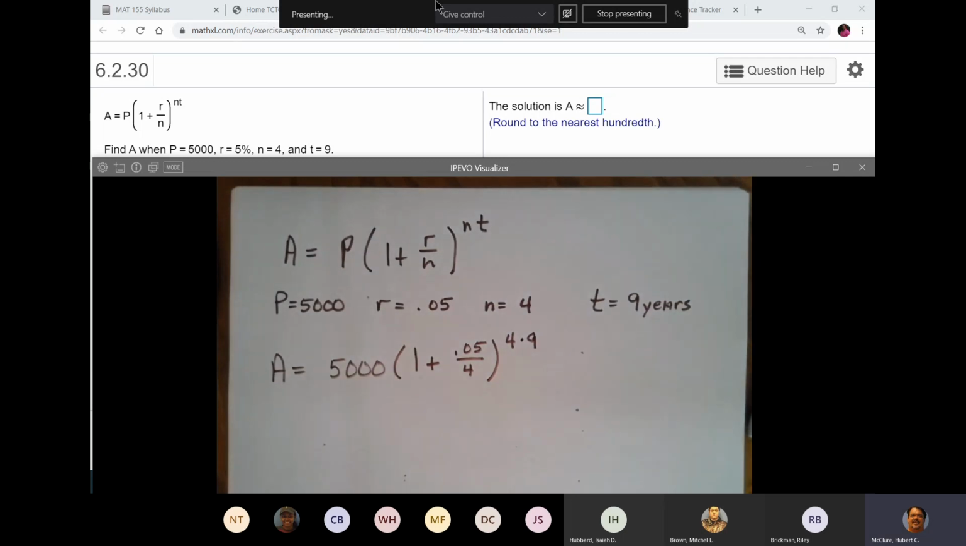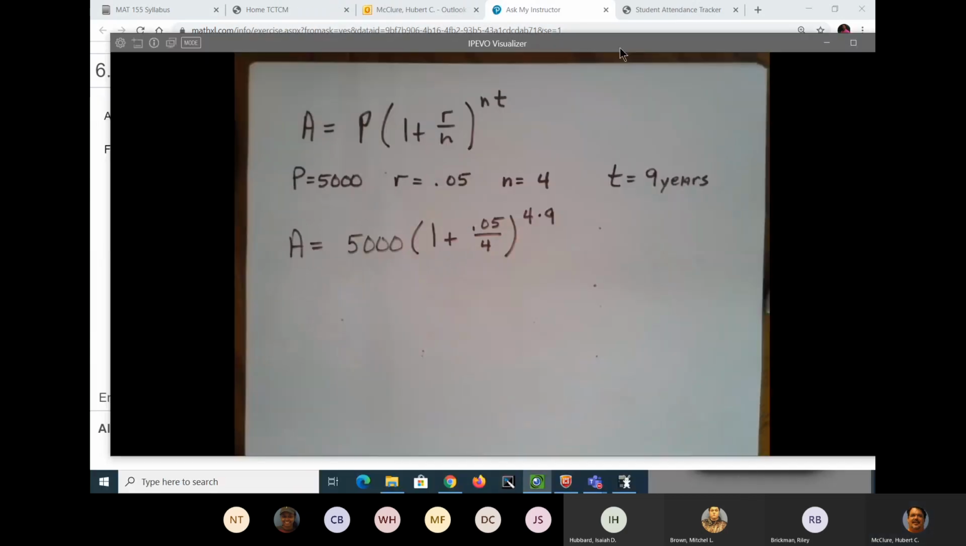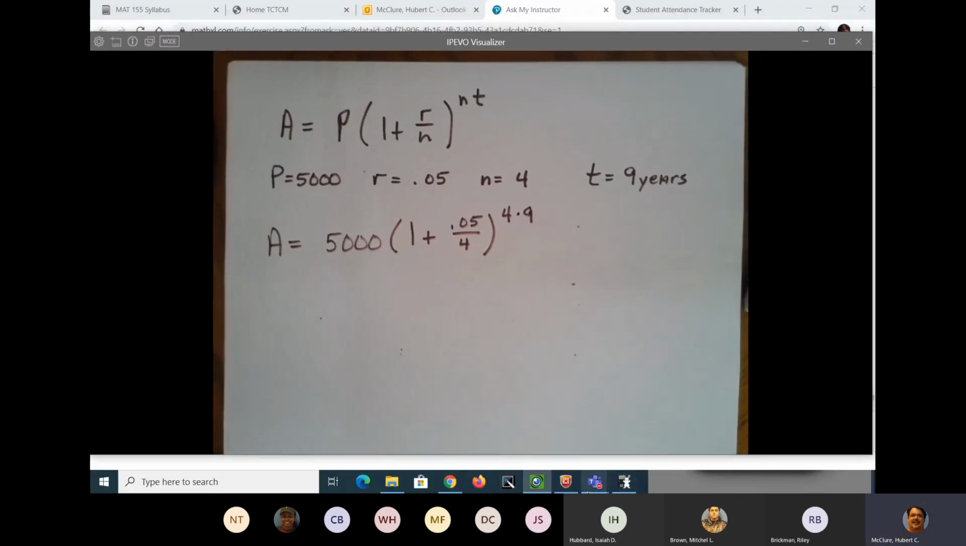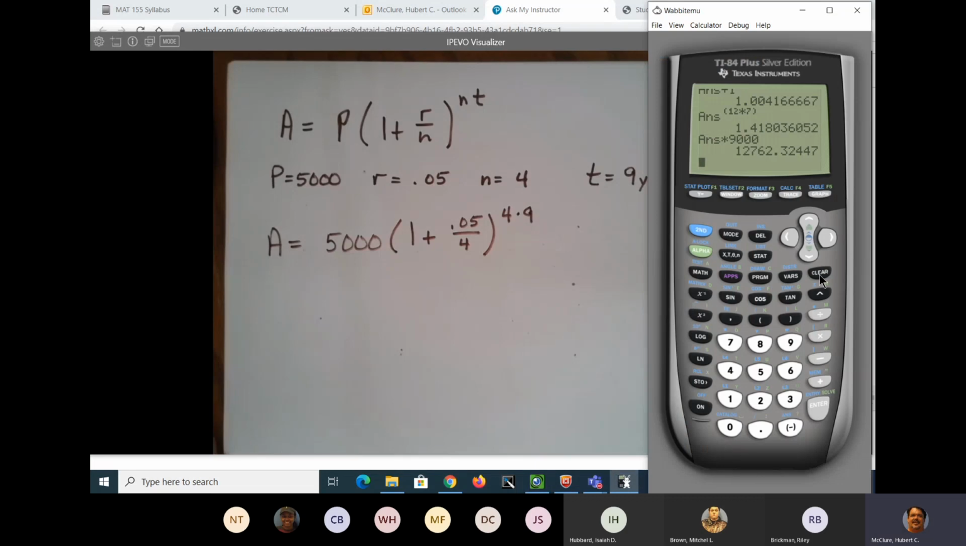And now you can calculate that with your calculator. So here we go. 0.05 divided by 4 plus 1. And that's the inside of the parentheses. Now we go to the exponent. Raised to the 36th power, or x to the y, 36. And then multiply that by 5,000.